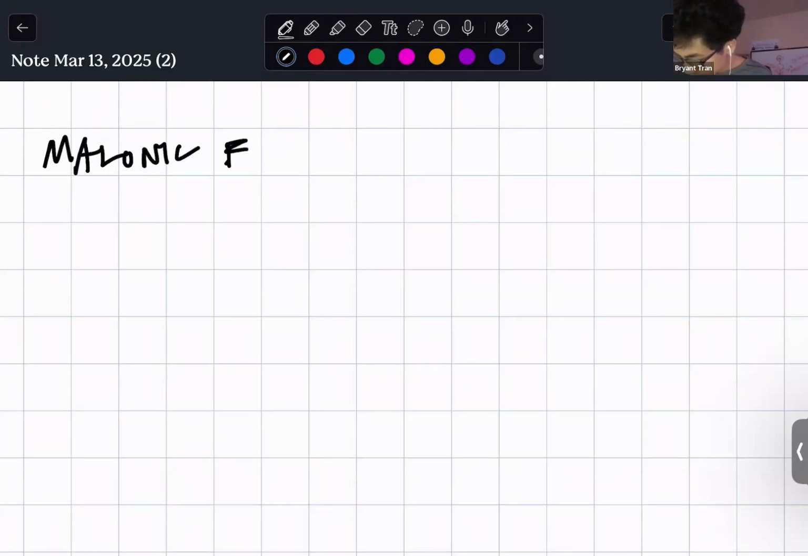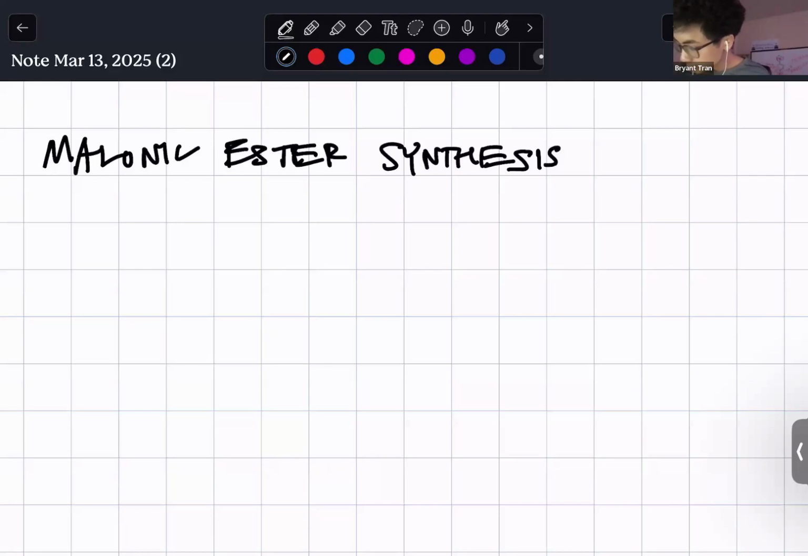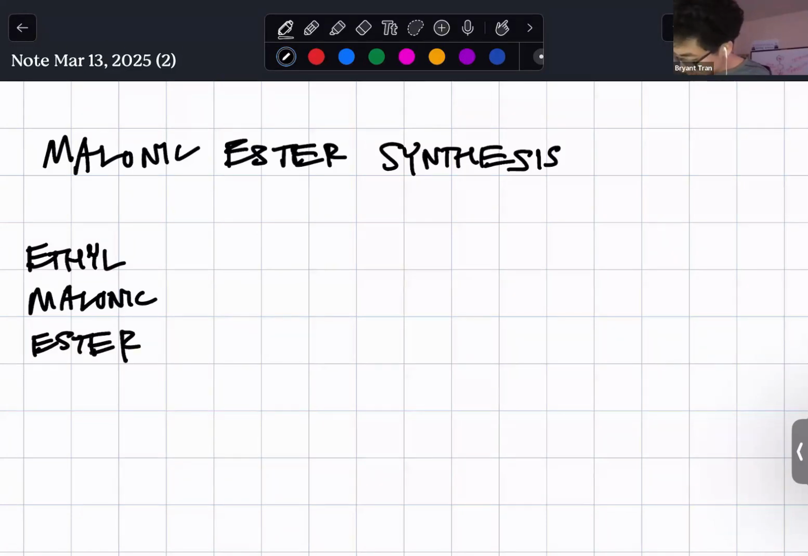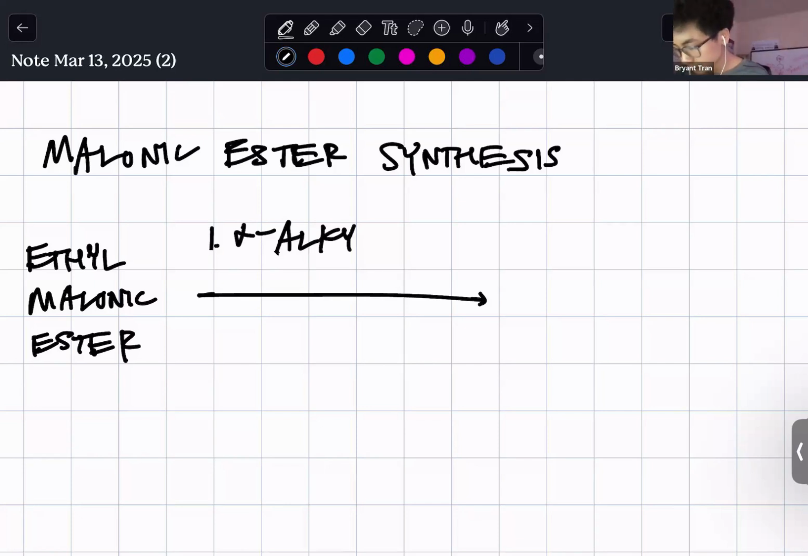So malonic ester synthesis is going to be a very specific synthesis route where you're going to start with an ethyl malonic ester, and then there's going to be a few steps. The first step is going to be alpha alkylation, right? The first few steps.